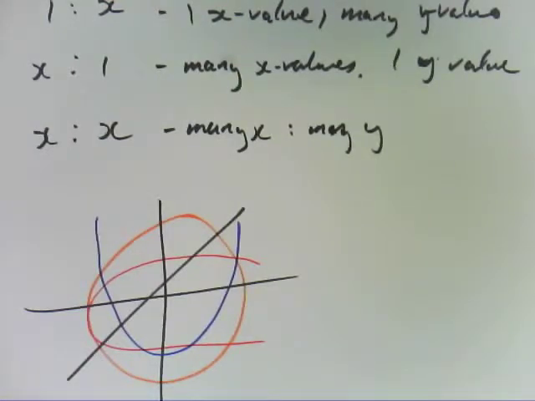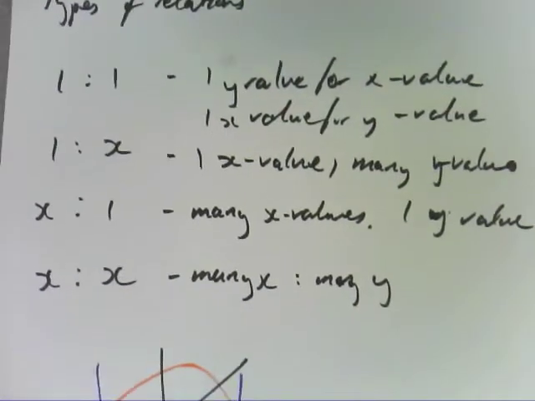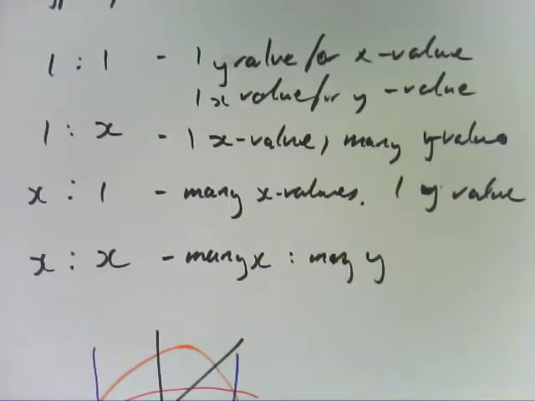Okay, so that's as simple as that gets. All you need to work out is how many x values there are, how many y values there are, and fit it into those 4 categories. Whether it's one-to-one, many-to-many, one-to-many, or many-to-one.